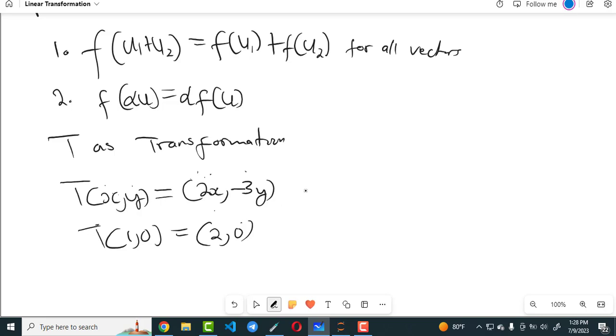The same goes if we do a transformation in the y-axis. Remember, when we do a transformation in the y-axis, it means x is equal to 0. So we have 0 and 1, and it gives us minus 3 here. This result indicates that the y-axis unit vector, 0 and 1, is transformed to the vector 0 and minus 3 under the transformation t.